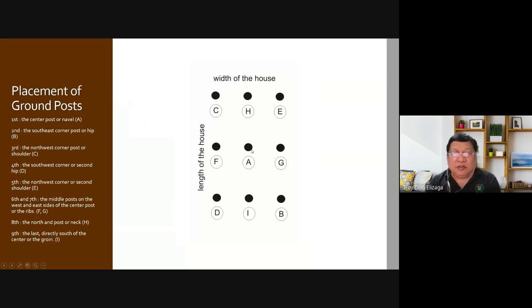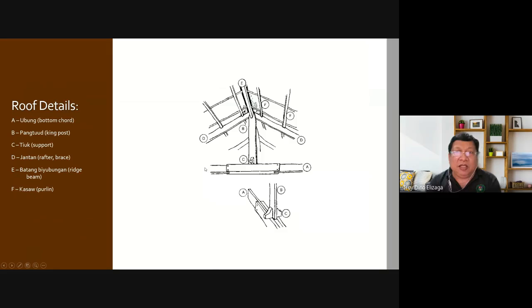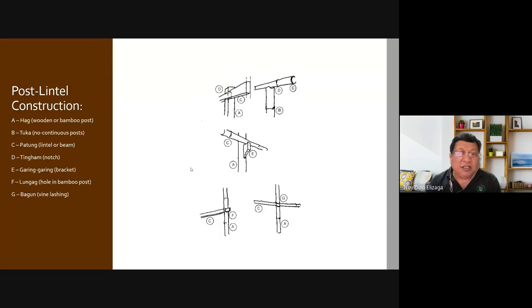So you build the house with the central post first, and then you go diagonal to get letters C and B, and then the other diagonal to get letters D and E, and then you form the cross to get F, G, H, and I, and then you have the 9 posts to complete the building. So these are again some of the research done on how they are constructed and what the names of those parts are.